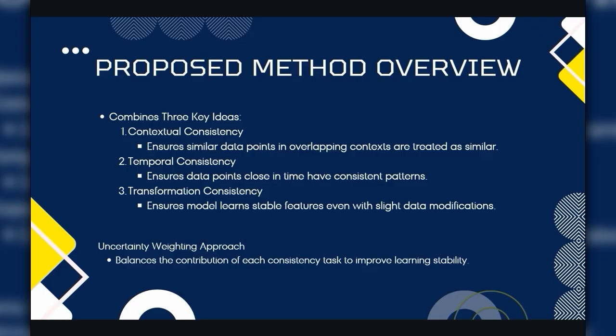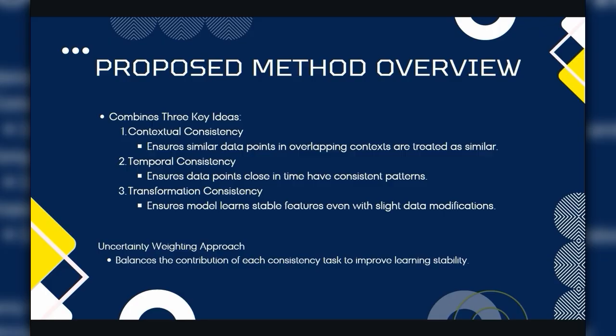Whereas for transformation consistency, we make sure the model understands the data even when it's modified slightly, so that we can ensure that small data modifications like scaling or jittering don't confuse the model.